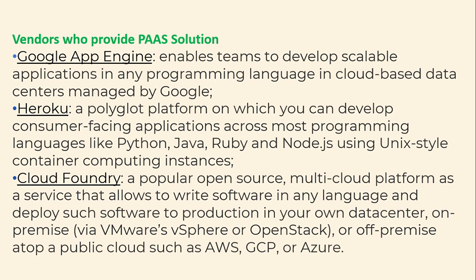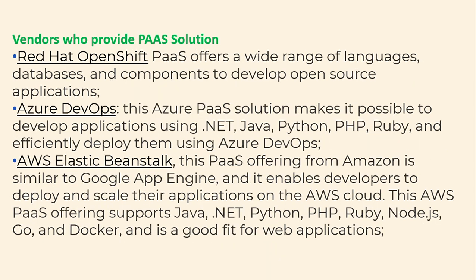Next is Cloud Foundry, a popular open-source multi-cloud platform as a service that allows you to write software in any language and deploy such software to production in your own data center on-premise via VMware or vSphere or OpenStack, or off-premise atop a public cloud such as AWS, GCP, and Azure. Red Hat also provides one. Red Hat OpenShift PaaS offers a wide range of languages, databases and components to develop open source applications.